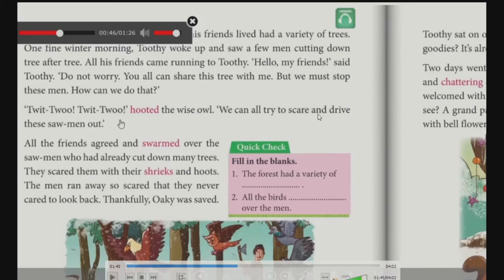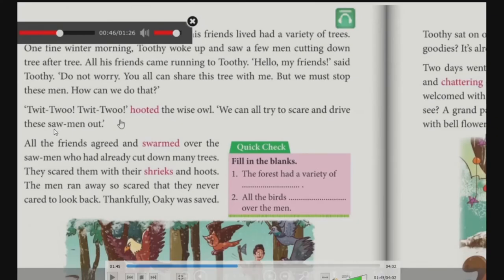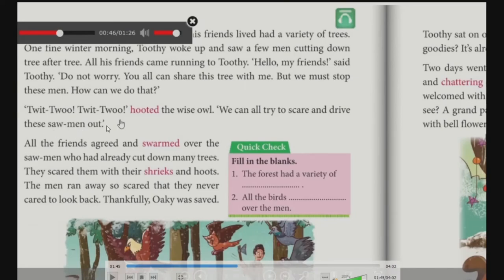Scare means हम उनको डरा सकते हैं and drive these saw men. In the other video, I had shown you what saw means. In Hindi, it is known as Ari. And the people who use saw to cut trees are known as sawmen. We can all try to scare and drive these sawmen out. Drive them out means हम उनको यहाँ से भगा सकते हैं.